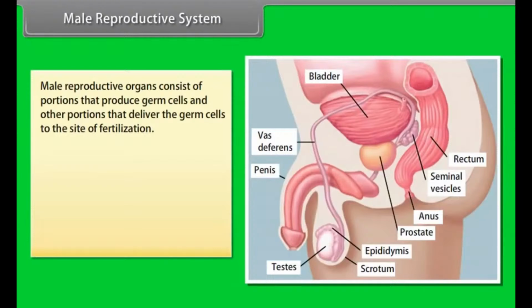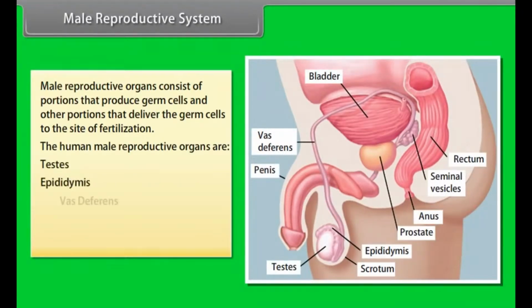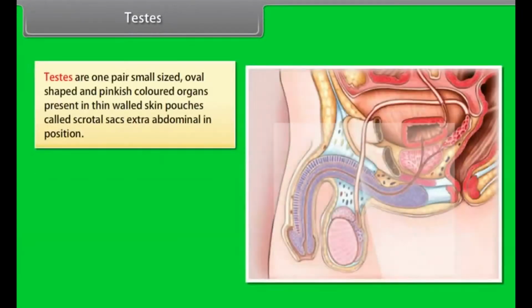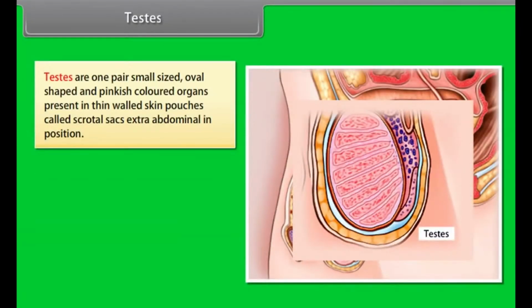Male reproductive system. Male reproductive organs consist of portions that produce germ cells and other portions that deliver the germ cells to the site of fertilization. The human male reproductive organs are testes, epididymis, vas deferens, urethra, penis. Testes. Testes are one pair of small-sized, oval-shaped, and pinkish-colored organs present in thin-walled skin pouches called scrotal sacs, extra-abdominal in position.